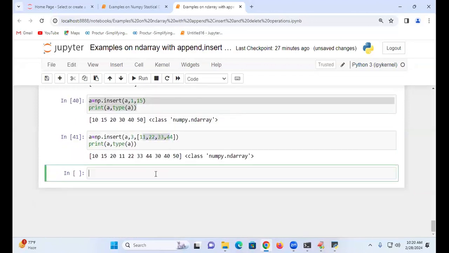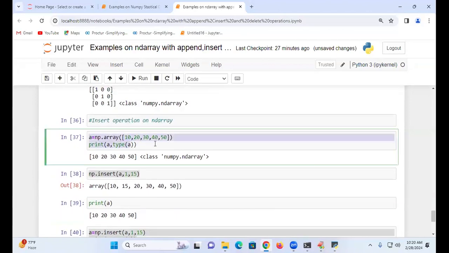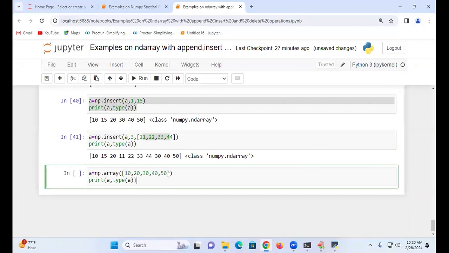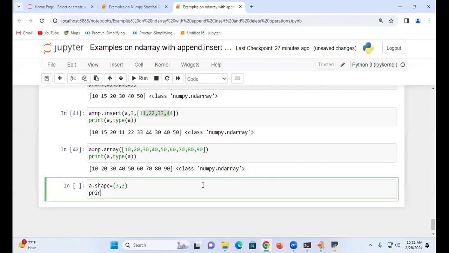Now I'm going to enter into the next part of it. Go to this place. Here I'm going to take 50, 60, 70, 80, 90. So type of A, which is like this. A dot shape is equal to what? 3, 3.